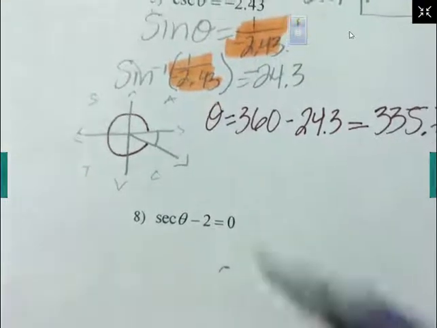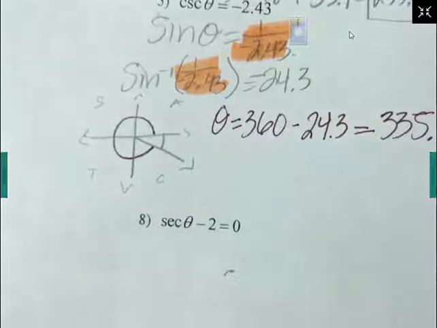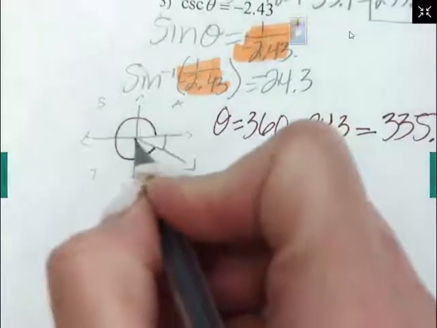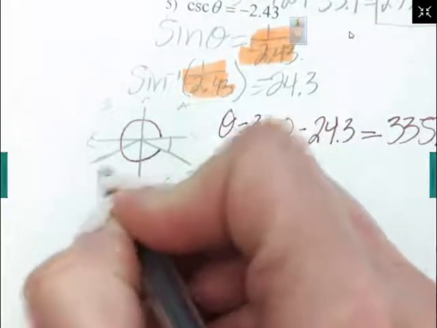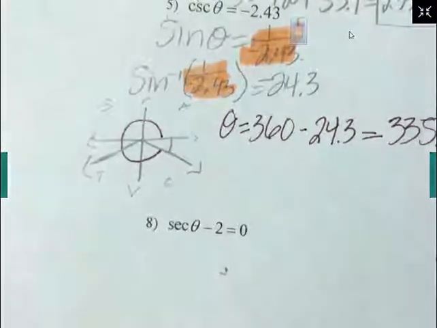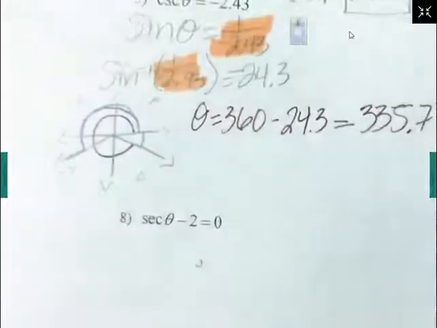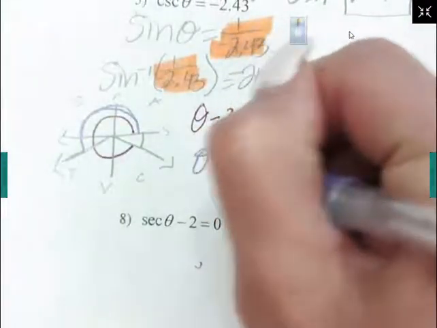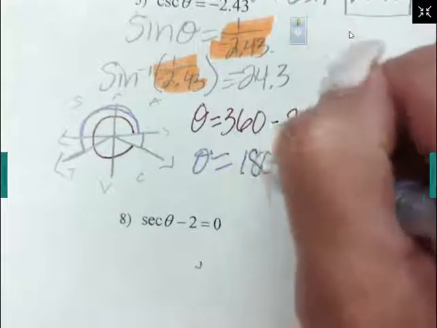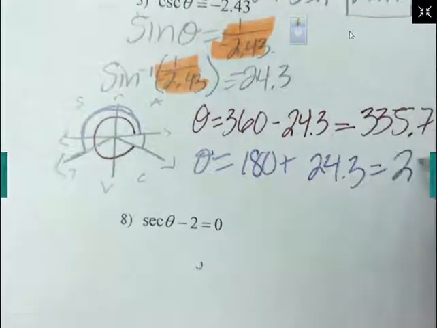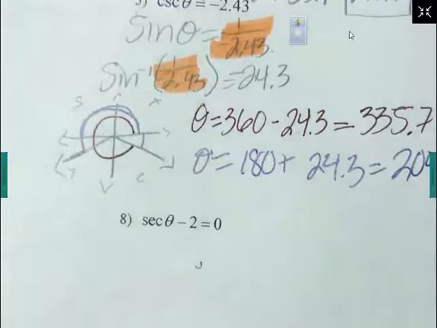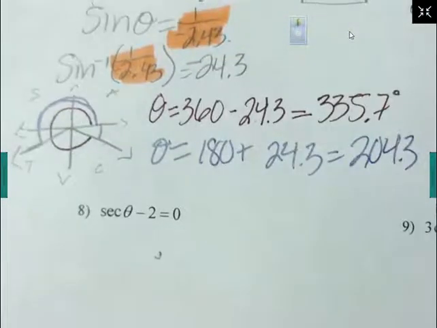It's going to have the same reference angle as this angle, which is 24.3 degrees. All right, so now we're looking for this angle, and what is the measure of this angle? 204.3. Theta is equal to 180 plus 24.3, which is 204.3. Okay, any questions?